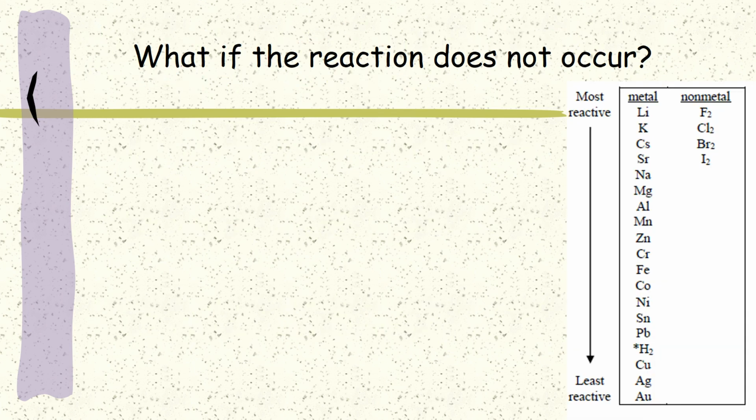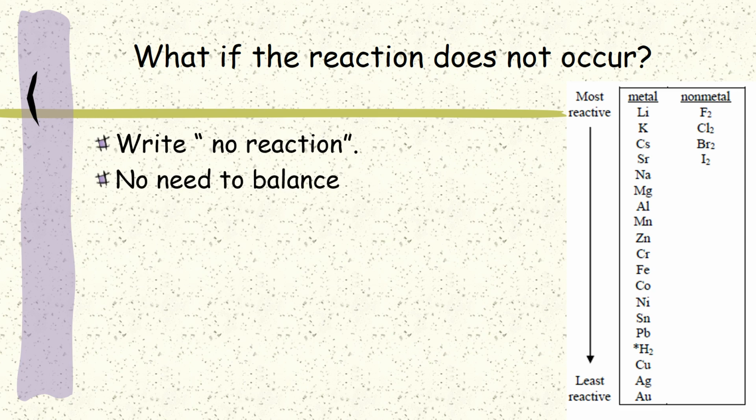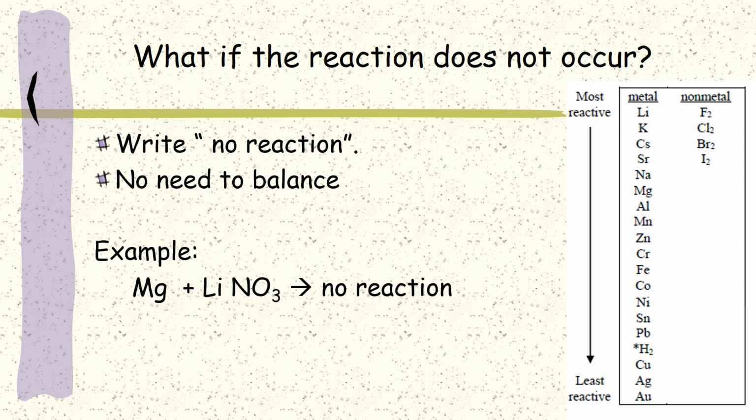Now, what if the reaction does not occur? If something in the compound is higher than the element by itself, we simply write that no reaction has occurred, and there's no need to balance it. Let's look at this example. Why am I telling you that there's no reaction between magnesium and lithium nitrate? When I look, here's magnesium, here's lithium. Lithium's already in compound. Magnesium is not.